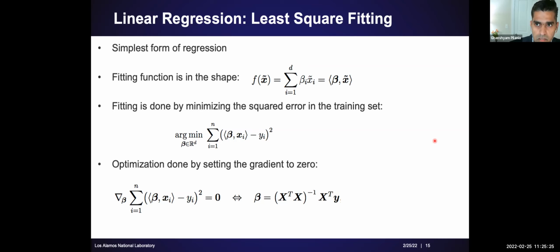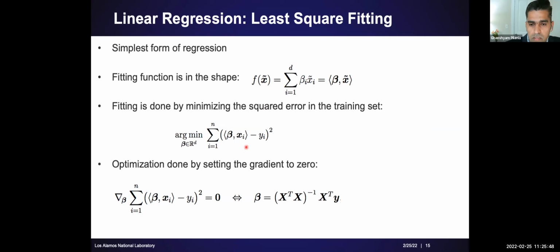So let's start with regression. The simplest form of regression is linear regression. Here, prediction is represented as a linear combination of our features. It's a d-dimensional vector, so that we have d number of features, and the betas are our model parameters. So that's what we are looking for.